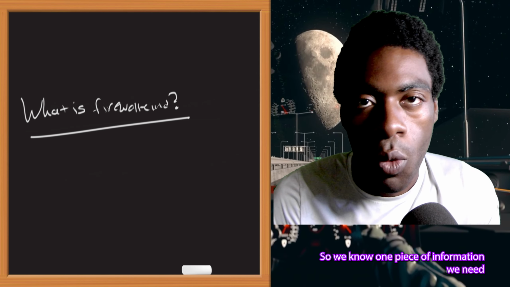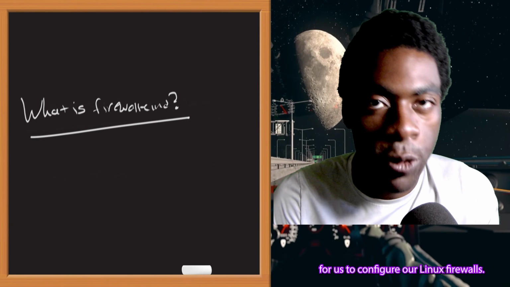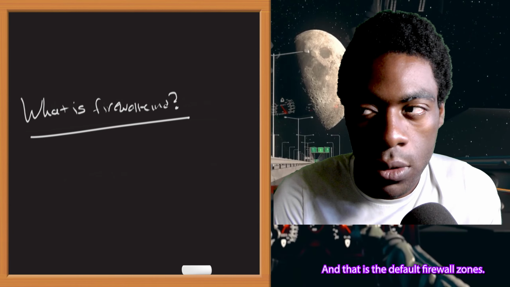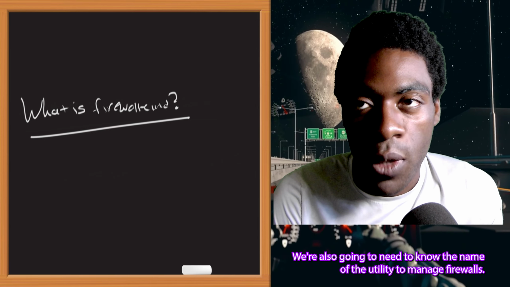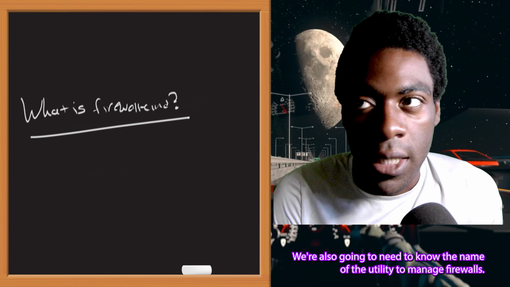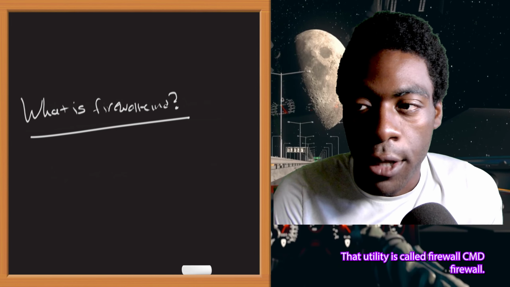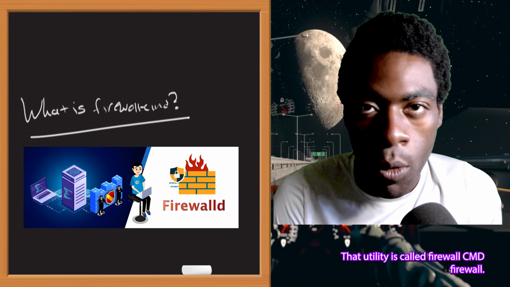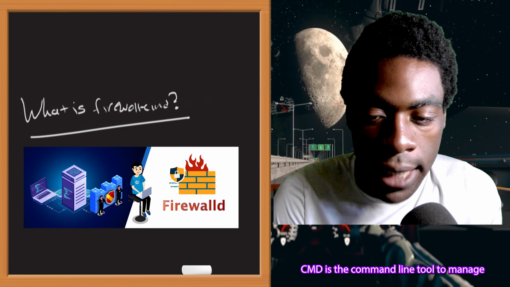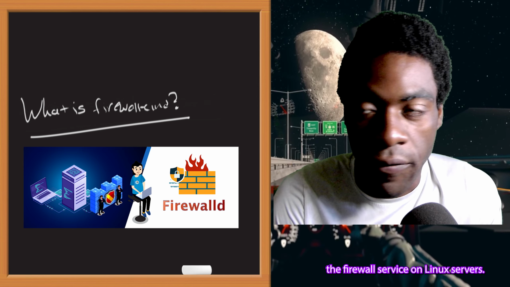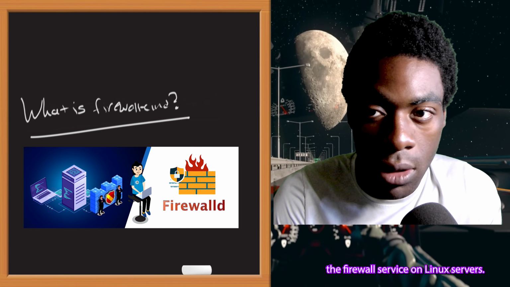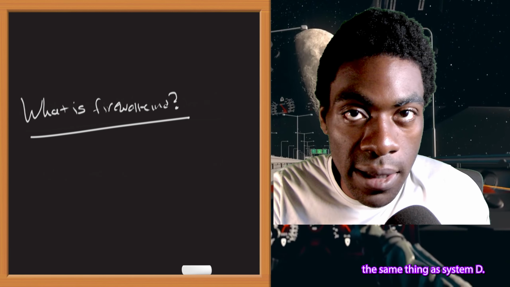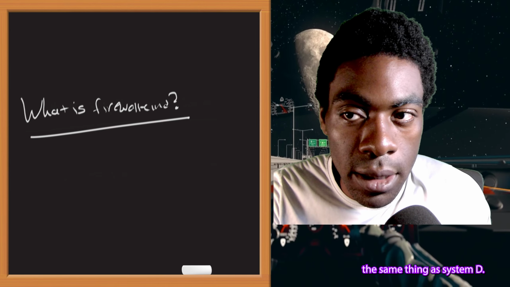So we know one piece of information we need to configure our Linux firewalls, and that is the default firewall zones. We're also going to need to know the name of the utility to manage firewalls. That utility is called firewall-cmd. firewall-cmd is the command line tool to manage the firewalld service on Linux servers. Keep in mind that firewalld is not the same thing as systemd.